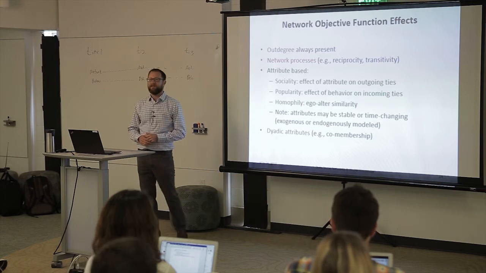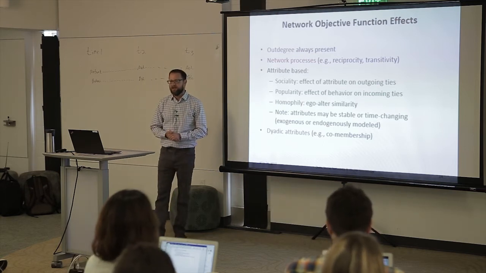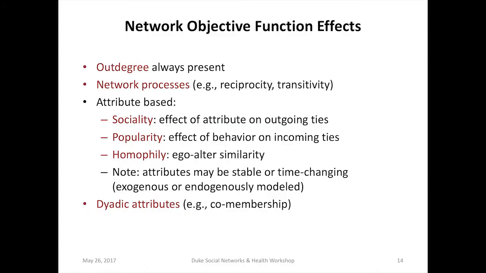So some of the effects that we would include in this function: we want to have an out-degree effect to control for the overall likelihood of observing ties. This is usually negative. The baseline model predicts as if it flips a coin for each tie, right? And we don't usually have networks that have half the ties present. So this negative out-degree effect is usually going to bias the number of edges down to below 50%. We control for network processes like reciprocity and transitivity, and especially with transitivity, all kinds of different triadic processes that might be going on that we want to control for.